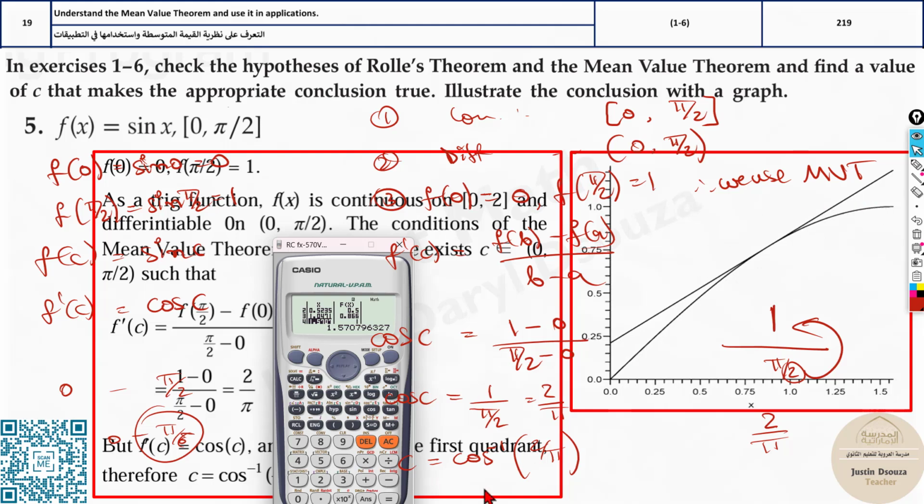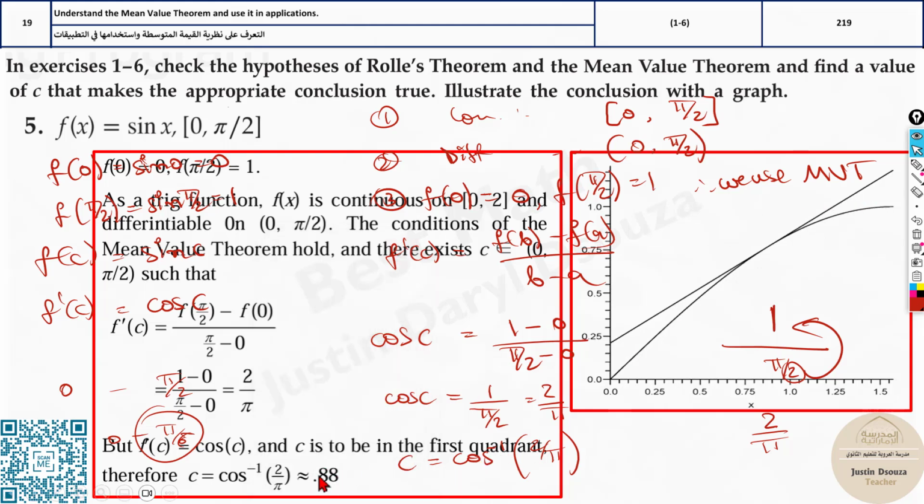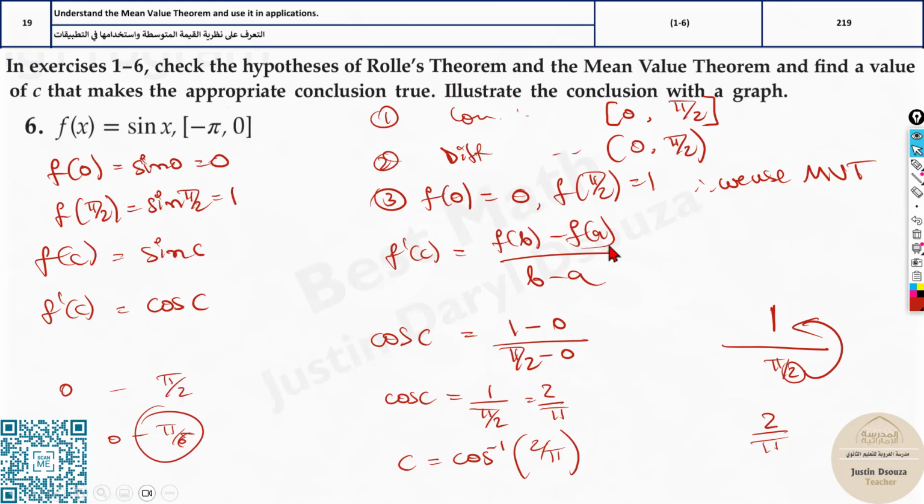So then you just draw. And what is the value you will have? The C value, the tangent line at 0.88, right? Where is it, somewhere over here? There'll be a tangent line for the graph. So this is how you solve it.